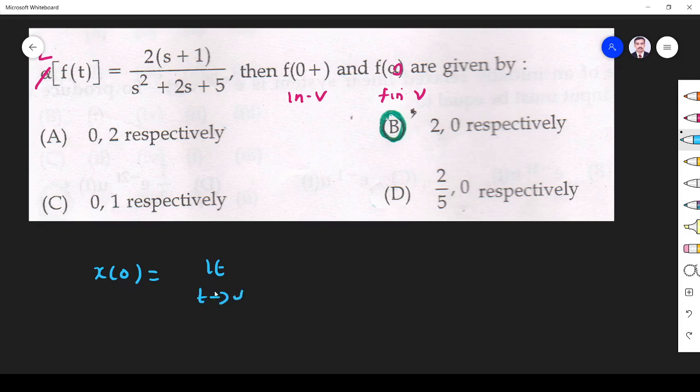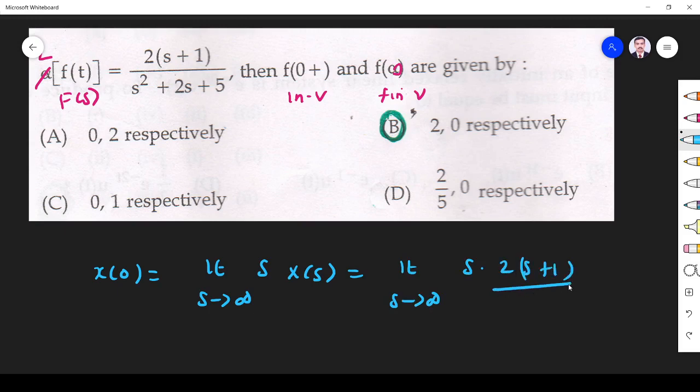It is limit s tends to infinity, s into F of s. So this is L of f of t is nothing but F of s. Substitute that. I want f of 0. F of 0 means s into F of s. So you substitute that. Limit s tends to infinity, s into 2s plus 1 divided by s square plus 2s plus 5.